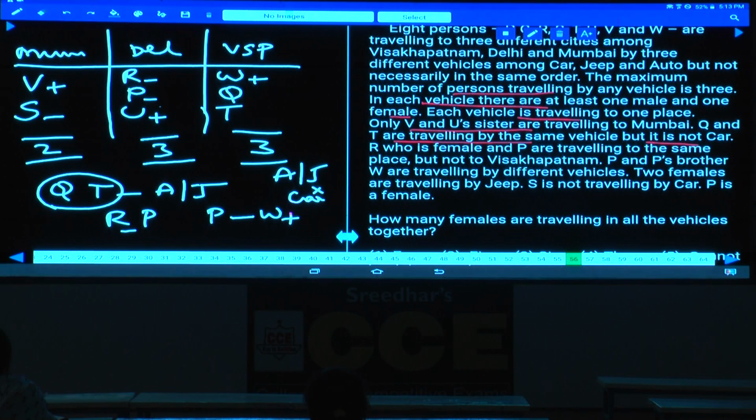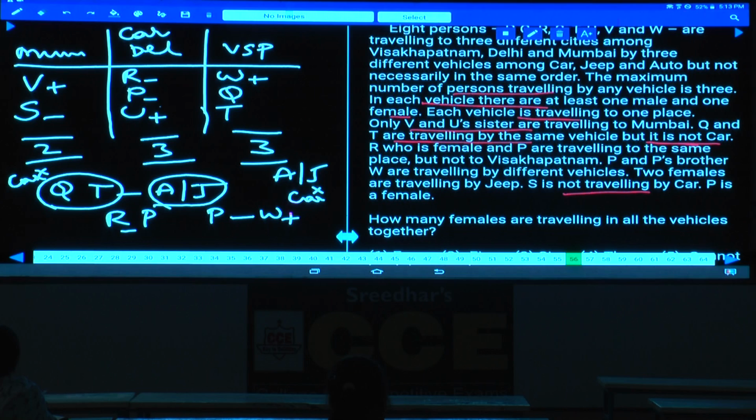Because Q and T are not by car. Q is not by car. Q and T cannot be by car. S is also not by car, and S cannot be Mumbai. Car cannot be Visakhapatnam. Hence, this car must be Delhi, isn't it? Now, these 3 persons are traveling to Delhi by car.